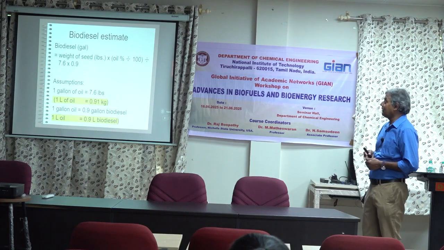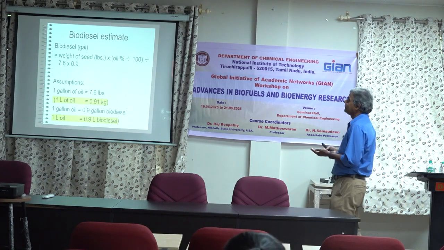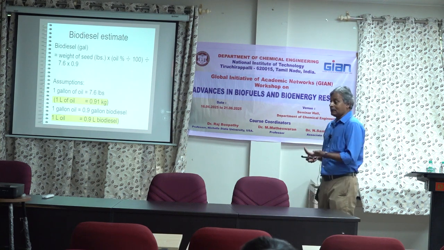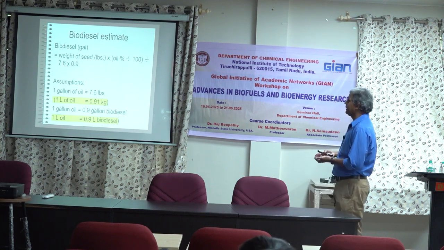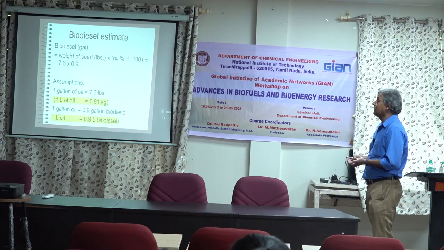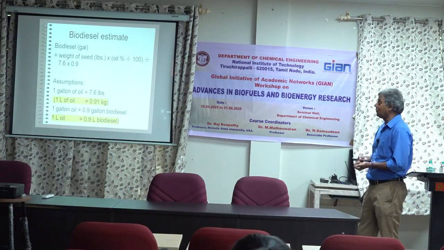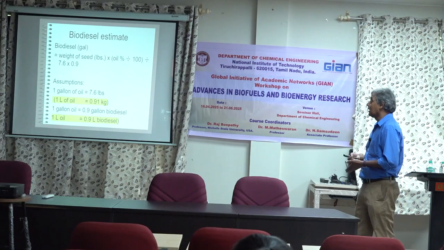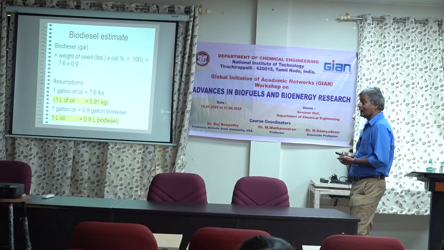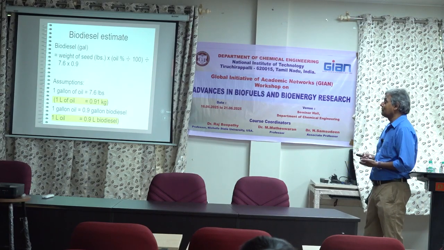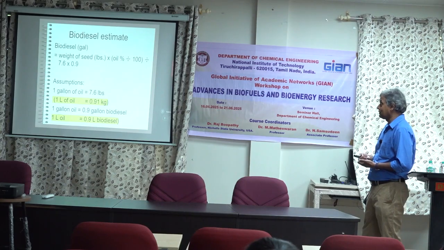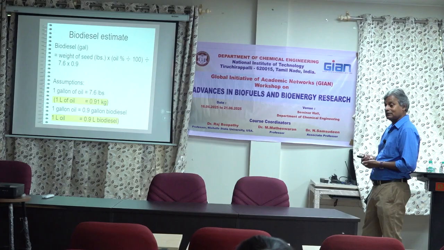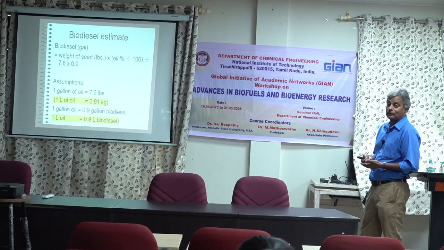So let's look at the biodiesel that comes out of these oil seeds. You need the weight of the seed multiplied by the oil content of every seed. And here is the assumption. 1 gallon of oil is 7.6 pounds by weight. 1 liter oil is 0.9 kilogram. 1 gallon oil equals 0.9 gallon biodiesel. So 1 liter oil is 0.9 liter biodiesel. So based on the oil content of the feedstock, how much oil is there. Okay.